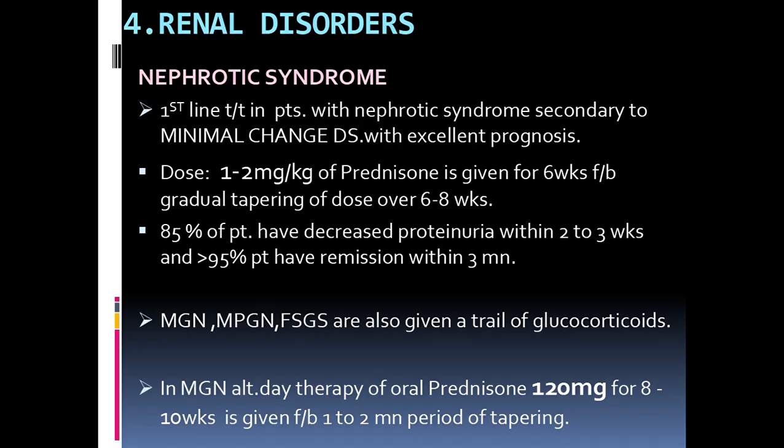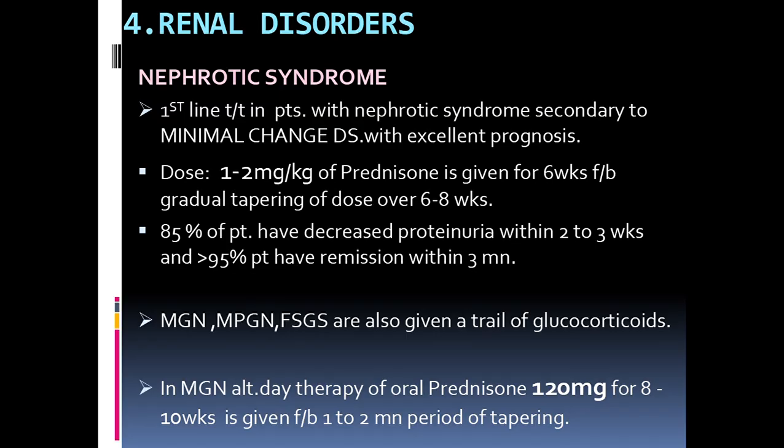Dose is 1 to 2 mg per kg of prednisone given for 6 weeks, followed by a gradual tapering of dose over 6 to 8 weeks. 85% of patients have decreased proteinuria within 2 to 3 weeks, and more than 95% of patients have remission within 3 months. MGN, MPGN, FSGS are also given a trial of glucocorticoids.